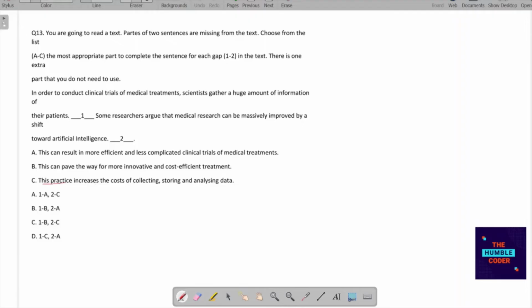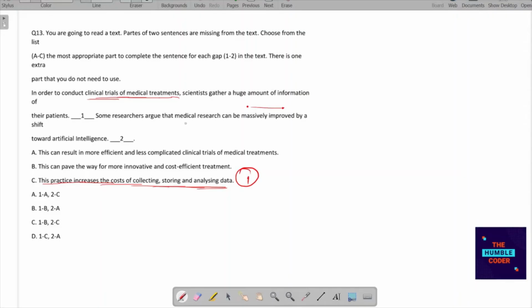So this seems to be a correct one because it is saying that this practice increases the cost of collecting, storing and analyzing data. Which practice? The practice of gathering huge amount of information of the patients in order to conduct the clinical trials of medical treatment. So I guess first blank can be filled with this. Moving ahead with the next one.